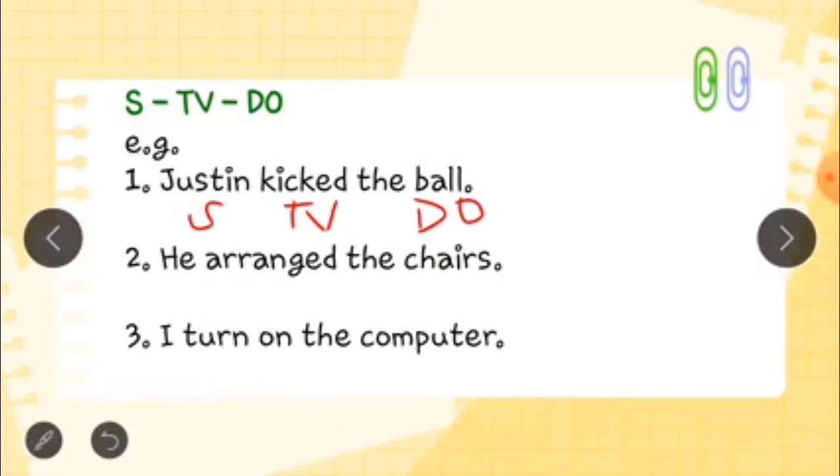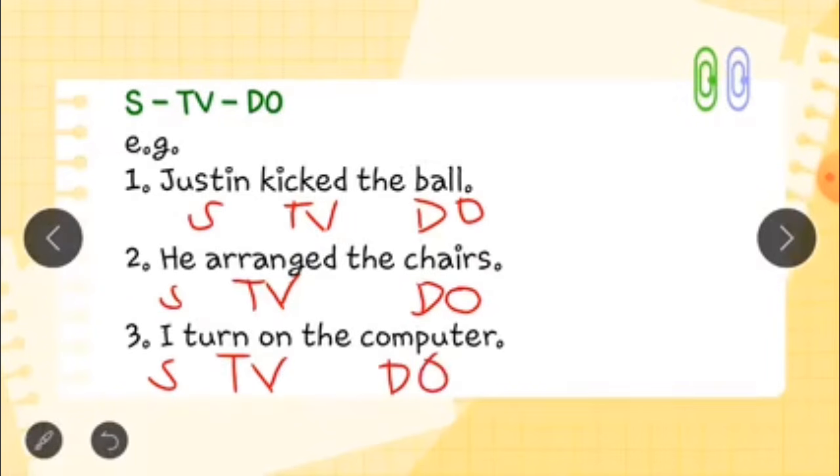He arranged the chairs. He is the subject. Arrange is the transitive verb, while the chairs is the direct object. I turn on the computer. I is the subject, turn on is the transitive verb. The computer is the direct object. This time, we need an object to complete the meaning of the sentence because transitive verb is not complete by itself.